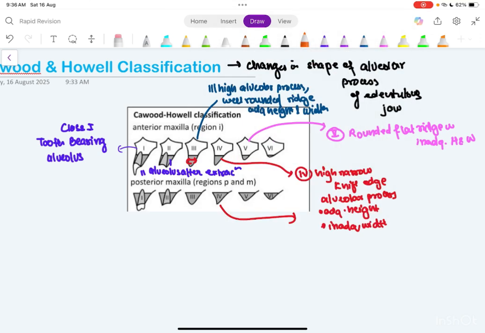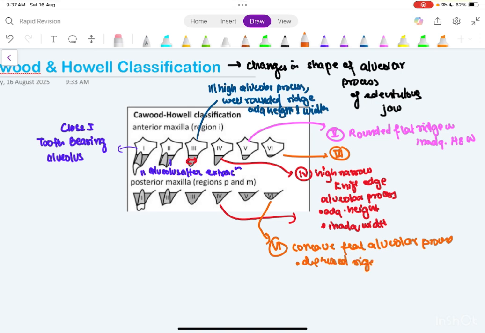Now sixth. Here you will see a concave. Can I write it here? 6. Now here you will see the flat alveolar process. So concave flat alveolar process, depressed ridge form, and evidently basal bone loss is also seen.